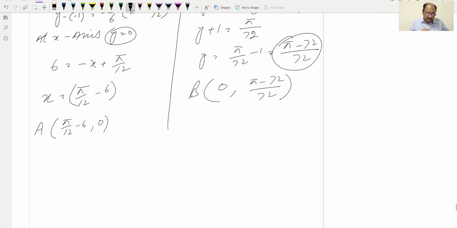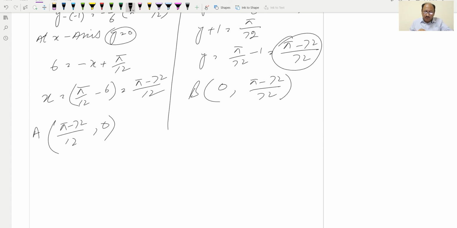Now this one also we can rewrite in LCM format. We can write A as pi minus 72 over 12. So our A point will be pi minus 72 over 12, and 0.